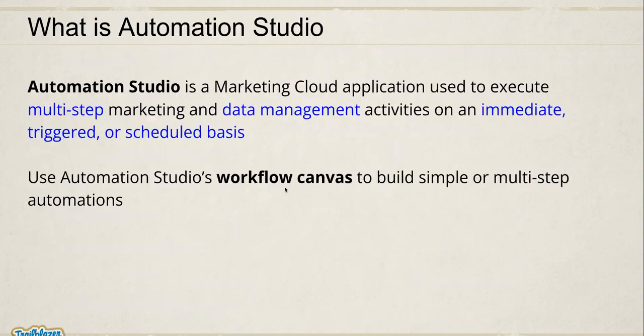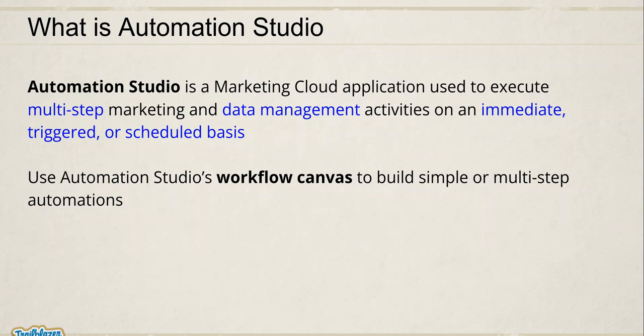Okay. So first, what is Automation Studio? Within the Salesforce Marketing Cloud application, you have different suites like Email Studio, Mobile Connect, Journey Builder, and so on. Each of these studios provides you a set of features to achieve a particular task, like configuring your email content, creating a journey, and so on. Just like that, Automation Studio is one of the studios under Marketing Cloud.